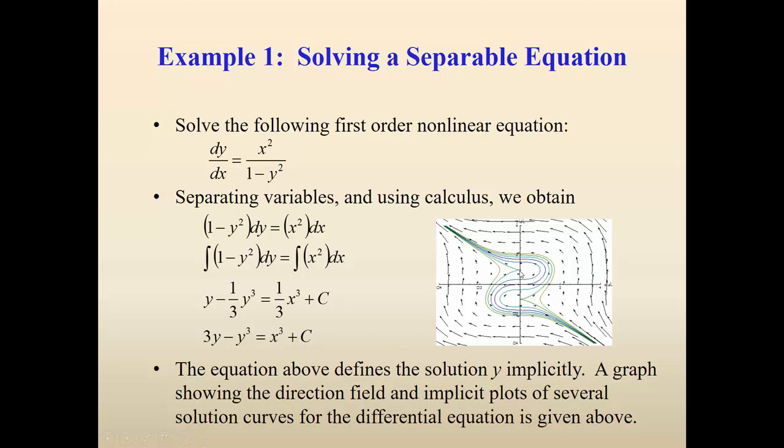Notice we have corners or cusps right here and right here at what looks to be y plus or minus 2. And so it's okay, especially with separable equations, to write solutions implicitly because it really works well for it.